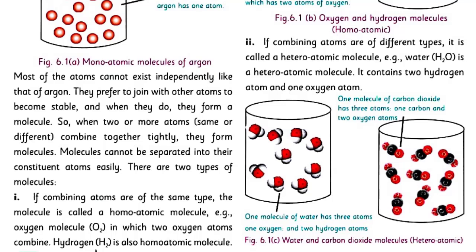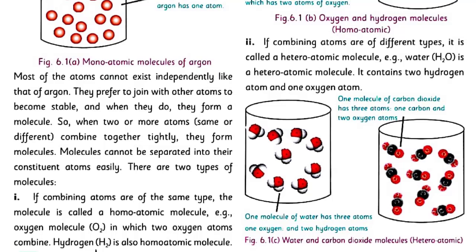Most atoms cannot exist independently like argon. They prefer to join with other atoms to become stable, and when they do, they form a molecule. So, when two or more atoms combine together tightly, they form molecules. Molecules cannot be separated into their constituent atoms easily. There are two types of molecules.